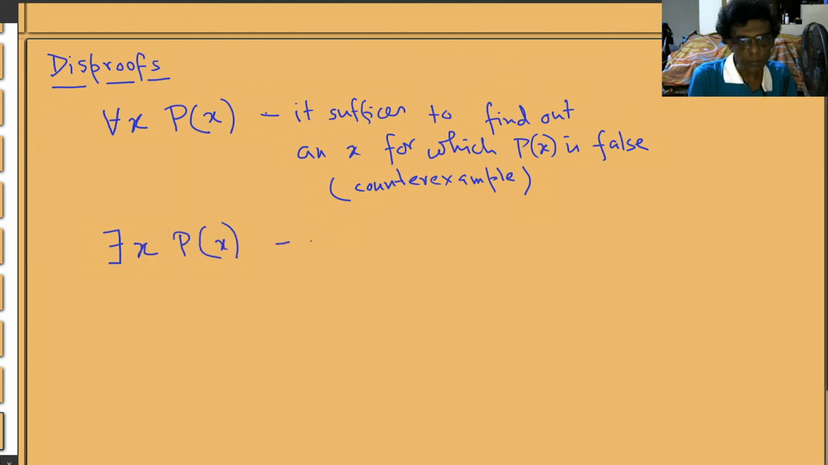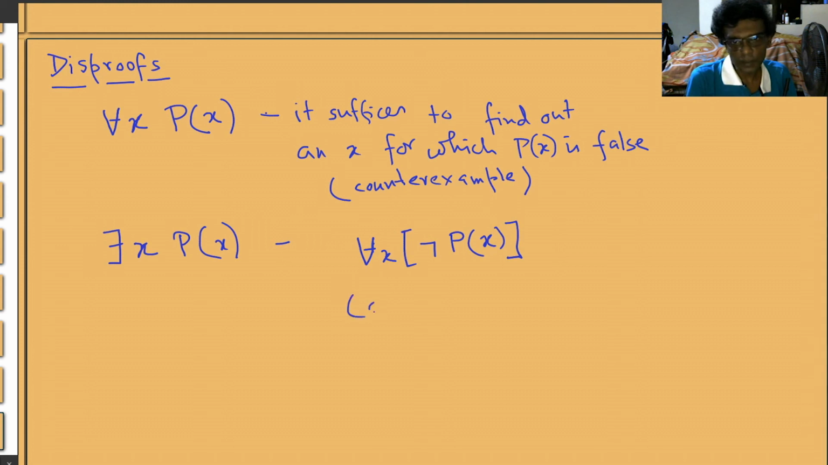I now need a general proof. Okay, this is false. This means, what is its negation? Sorry. If this is disproved, then I am essentially proving its negation. And what is this negation? There exists x such that not P(x). Right. So now there is no question of a counterexample. I have to prove this statement for all x. So counterexamples do not work here.